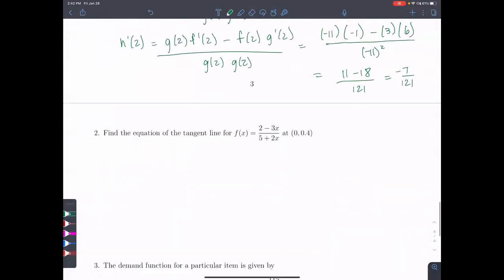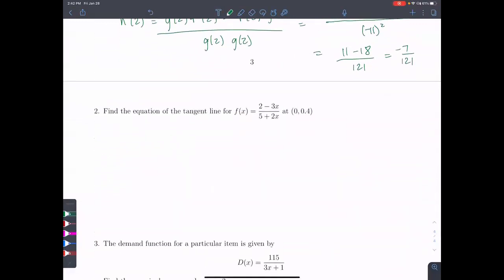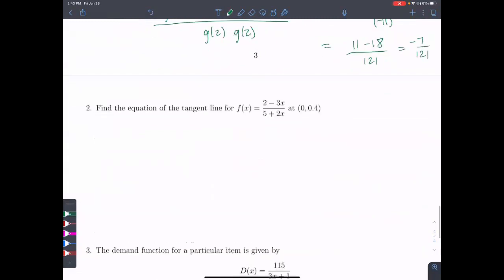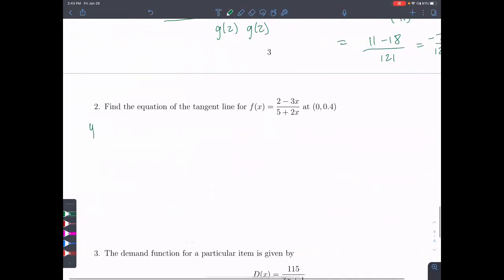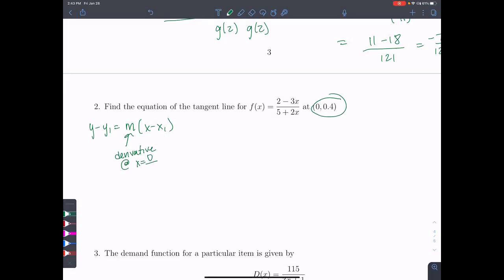Okay. If we are looking at number 2, we're going to find the equation of the tangent line. We want the slope. That's going to be the derivative at that point. So we're going to end up using y minus y1 equals m times x minus x1. Remember, this is going to be the derivative at x equals whatever value. In this case, we're looking at x equals 0.